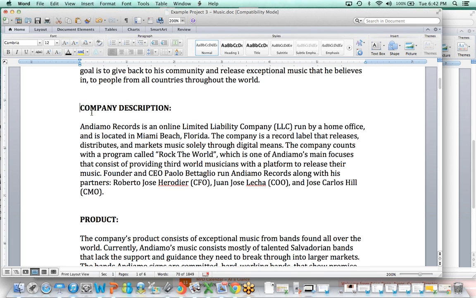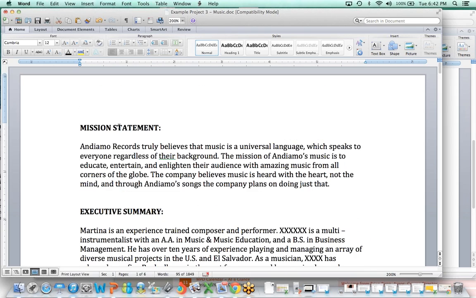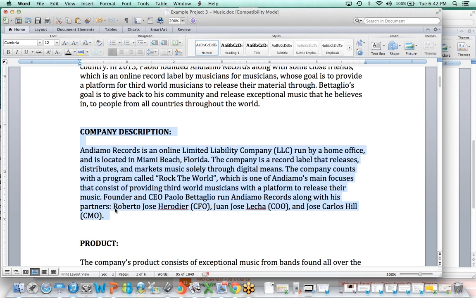Okay, next is the company description. This is where you would talk about the company, right? Not in the mission statement, but here you would talk about the company. Now, the question does come up that, well, if you're just doing a single book or a single film and you didn't really have a company in mind, that's okay, right? You can make one up for the sake of this project. It can be hypothetical.